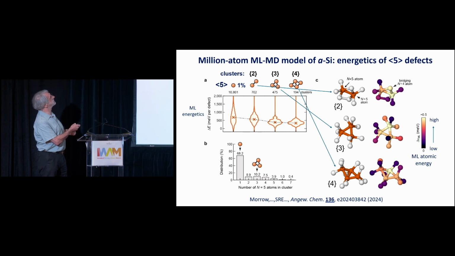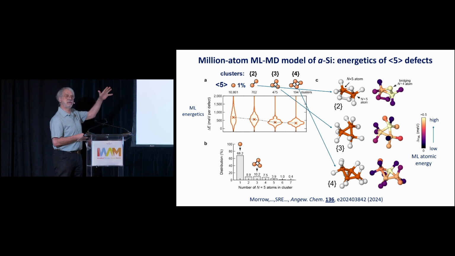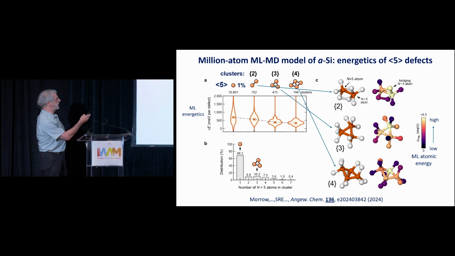And you have clusters of 2, and clusters of 3, and clusters of 4. In this 1 million atom model, we found only 200 of these 4-coordinate ones, right? So we can look at these very rare events in these very large models. This slide also shows an advantage you don't get in DFT. You can't do this in DFT simulations, actually ascribing energies to particular types of atoms.